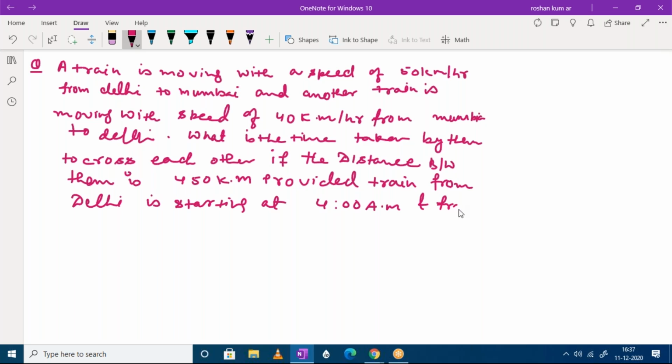And from Mumbai, at what time will it start? Let's call it 5 a.m. So I've added one more piece of information in the same question. And what does this information do? It makes sure that both the trains are not starting together. One train will start at 4 o'clock and after 1 hour the other train will join.